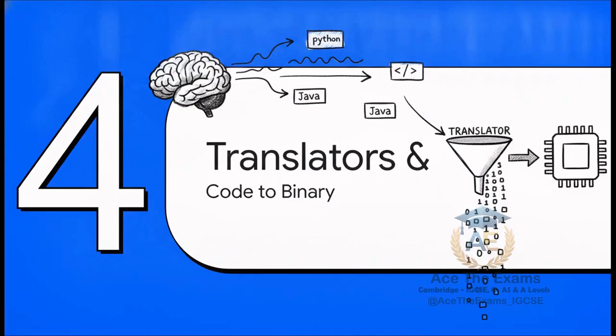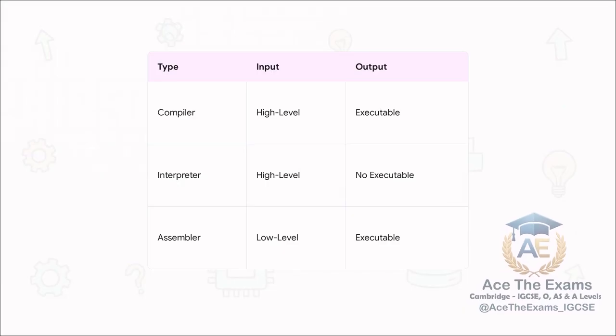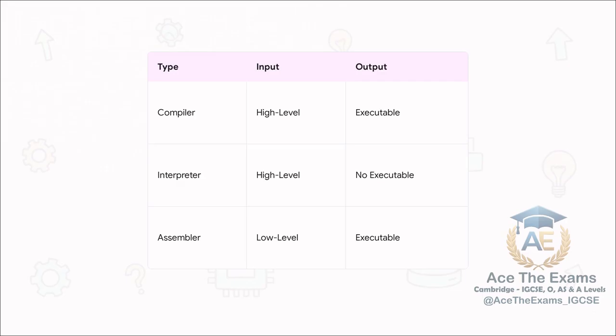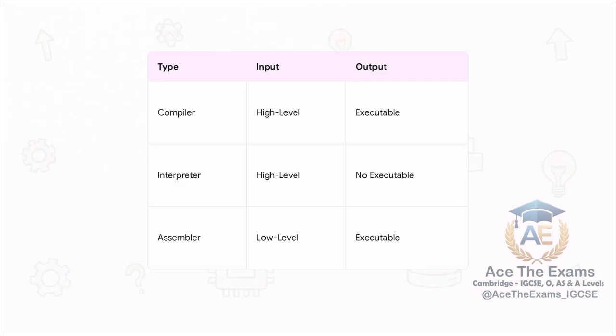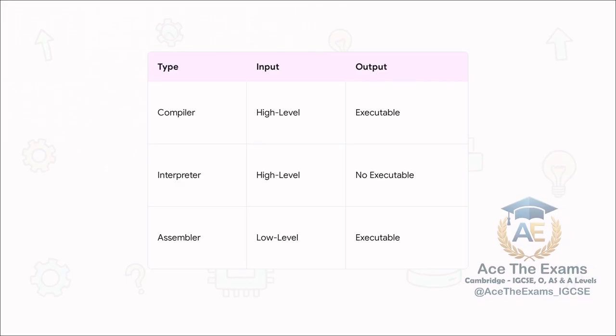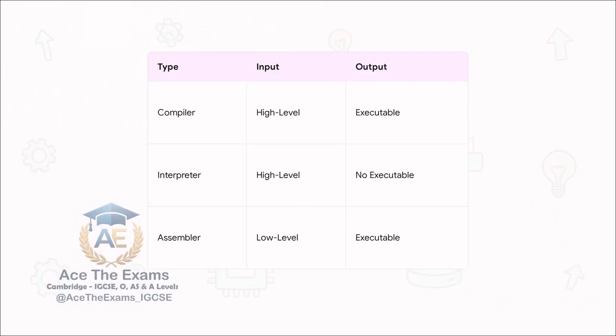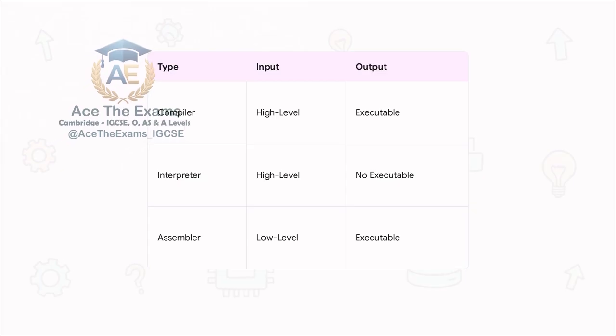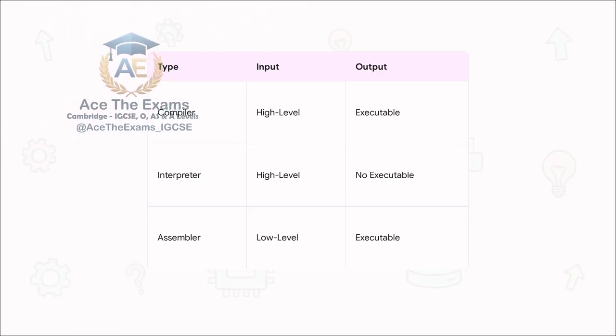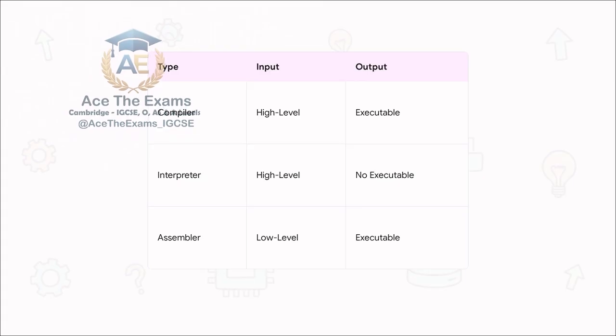Moving into Section 4, Translators and IDEs, let's look at the critical utility programs that real-world programmers rely on to build functioning software. First, we must understand how to bridge the massive gap between human-readable high-level languages and the binary machine code that computers actually understand. Programmers write in high-level languages like Python or Java because they use English-like keywords. They are infinitely easier to read, write, and debug. But CPUs only speak ones and zeros, binary machine code. Translators are the bridge that solves this.